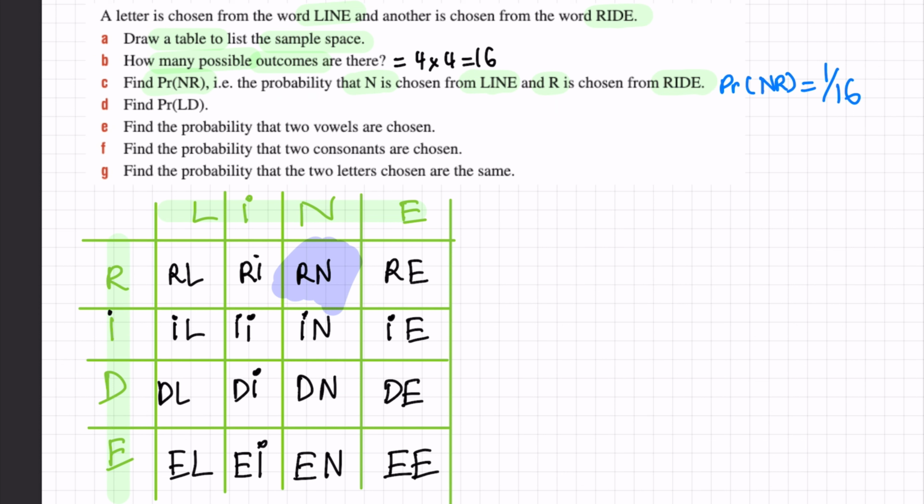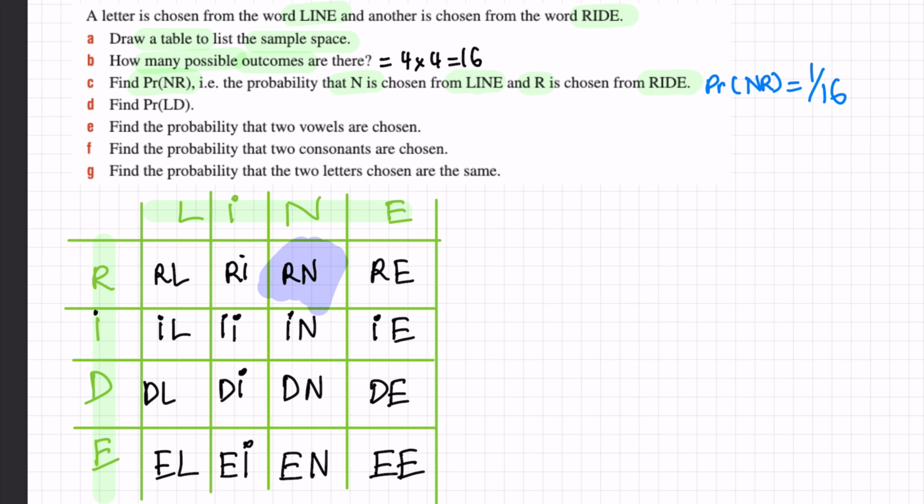Now, the probability of LD. Let's use another color. I'm using pink to highlight D, and I'm using pink to highlight LD as well. LD, DL, it doesn't matter. 1 over there, and none other. So 1 over 16.